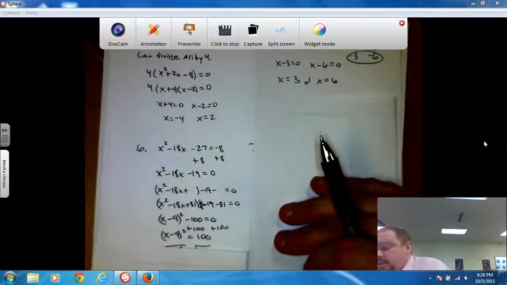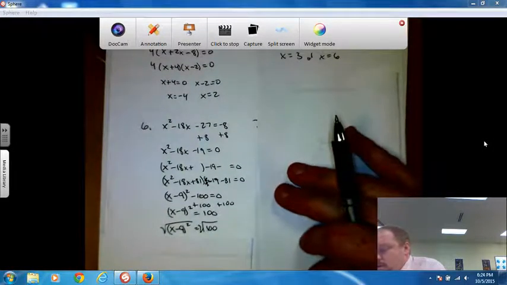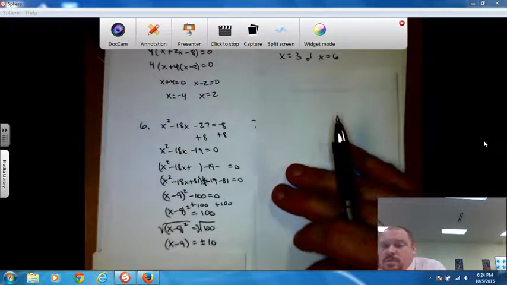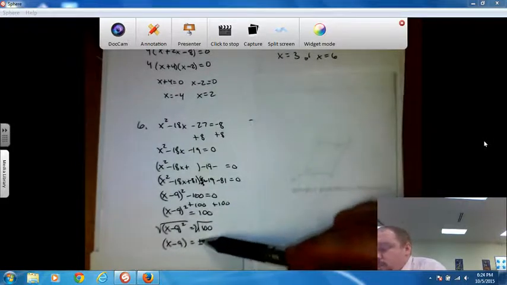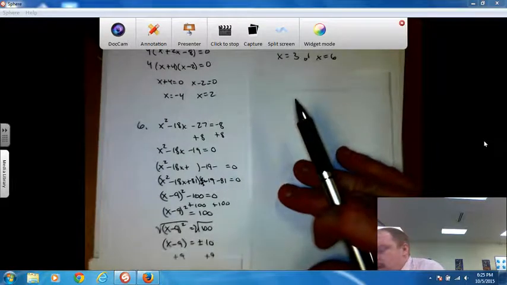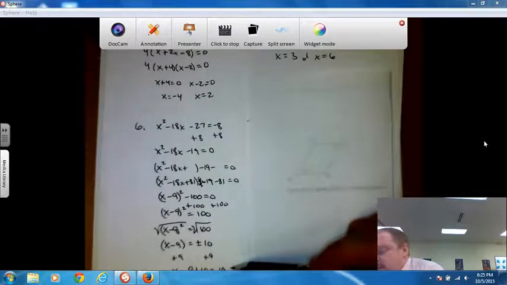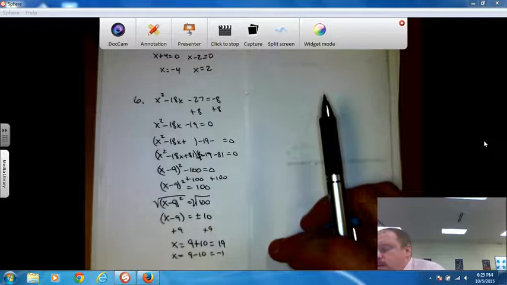I take the square root of both sides. Okay? So I get x minus 9 equals plus or minus the square root of 10. Notice that it's plus or minus. That's because I took the square root of the variable. So then I added 9 to both sides. So I had to find 9 plus 10, which is 19, and 9 minus 10, which is negative 1. And those are my solutions for number 6.